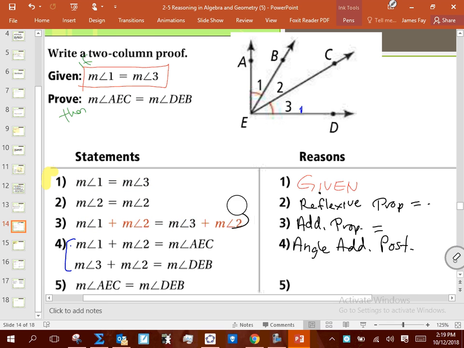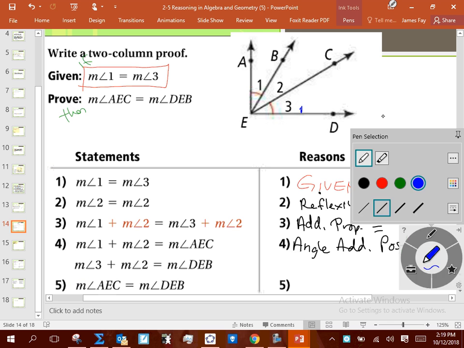Now here's what I'm going to tell you. This statement right here, statement number 5, you have already made somewhere else. You have already said this somewhere else. Where? In 3. Statement 3, guys, says that 1 plus 2 is equal to 3 plus 2, right? Well, if I write in number 4, that says 1 plus 2, which is that thing right there, isn't that the same thing as AEC?